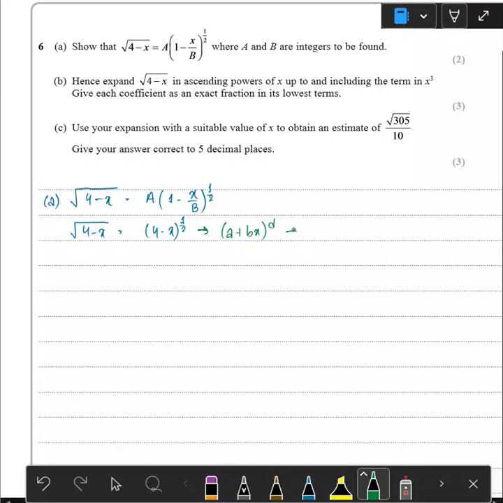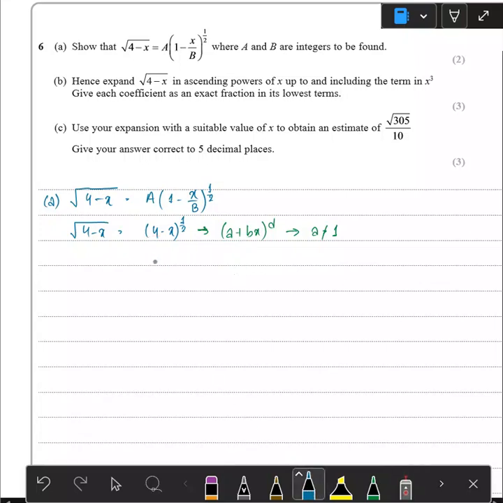Here a is not equal to 1, a is equal to 4. But if you see the expression that we are asked to show, there is a 1 here, and the coefficient of x here is negative 1 by b. So at first we have to make this a equal to 1, so this 4 has to become a 1 here.